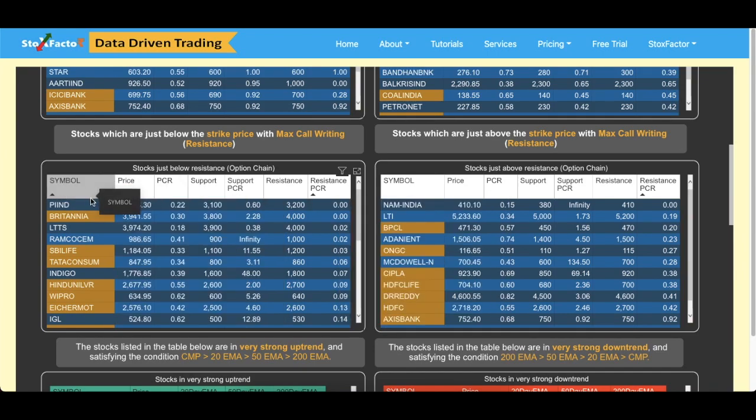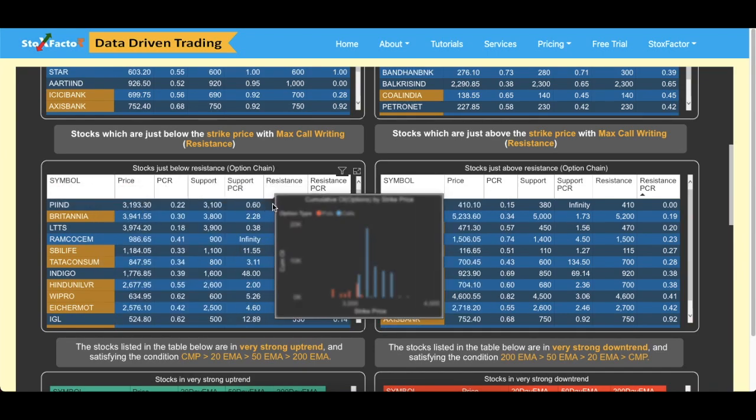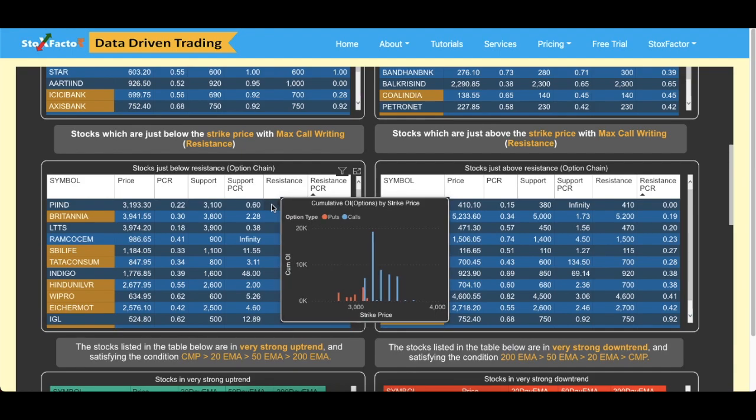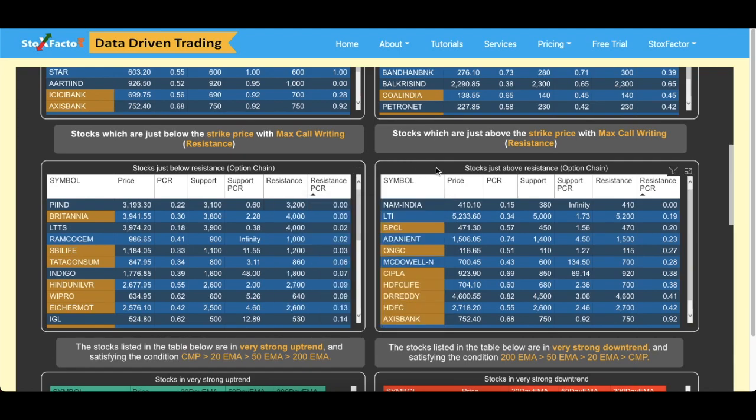So as you can see in this particular stock, the resistance level is at 3200, and we can see also at 3200 odd levels there is a huge call writing and the resistance level is very strong. So as soon as the stock comes to that level, a huge resistance will be provided, the selling will come at that particular strike price. Similarly, this table, these are all the stocks which are just above the resistance level, right?